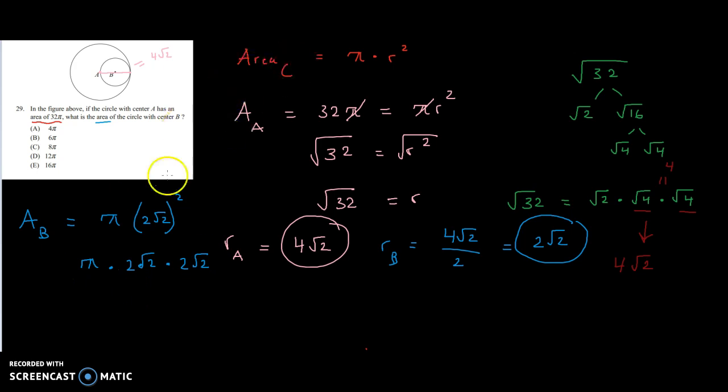So we end up with pi times 2 times, so this 2 right here, this 2 right there, and then these roots multiplied together also just become 2. So it's just pi times 2 times 2 times 2, which is just the same thing as 8 pi.